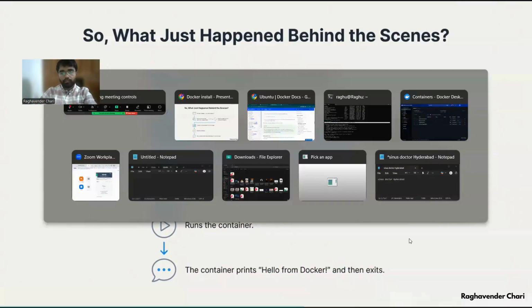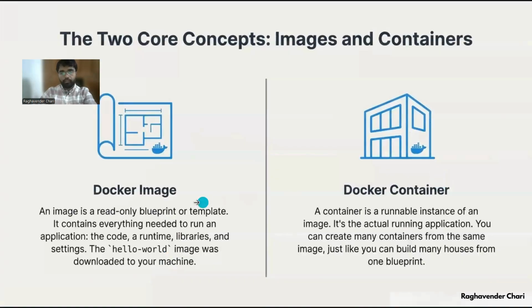That's it. From yesterday itself we have discussed the core concepts of Docker images and containers, just a heads up, an overview. So a Docker image is a read-only blueprint or template. It contains everything needed to run an application: the code, a runtime, libraries, and settings. The Hello World image was downloaded to your machine. A container is a runnable instance of an image. It's the actual running application. You can create many containers from the same image, just like you can build many houses from one blueprint.